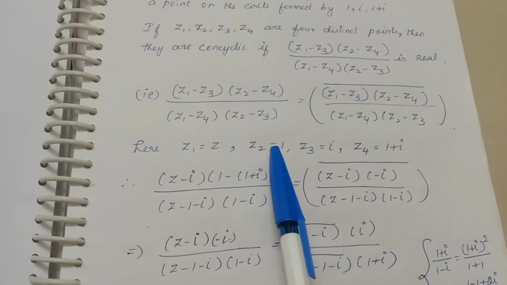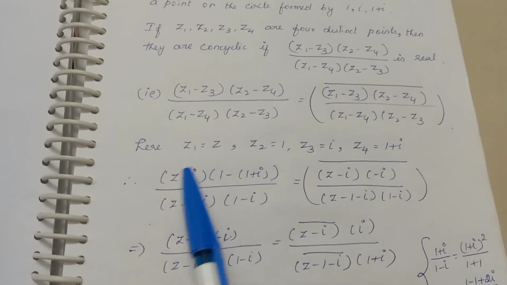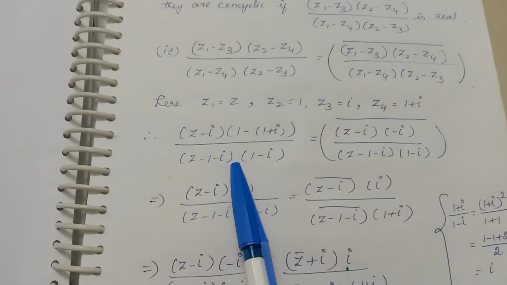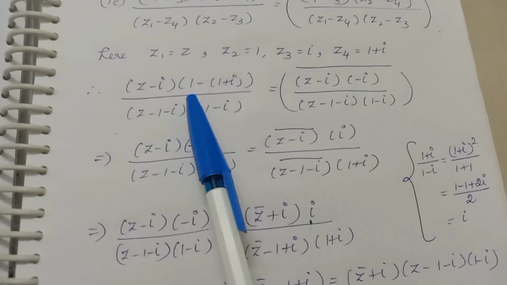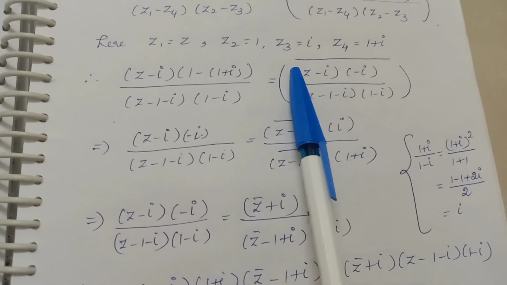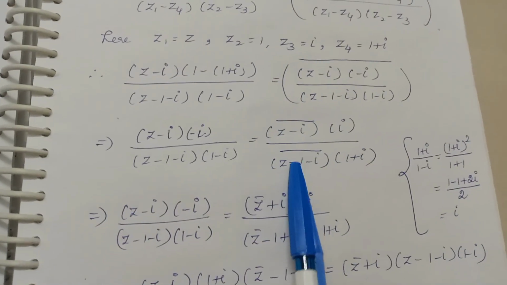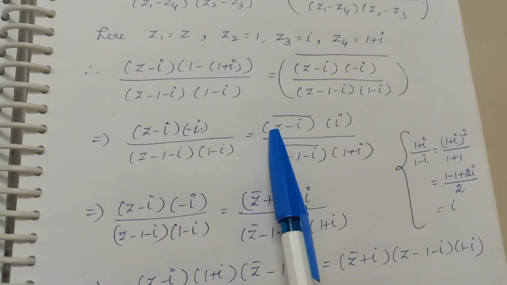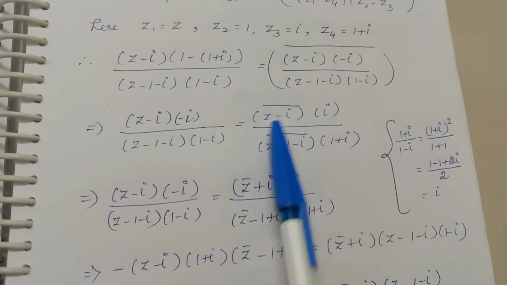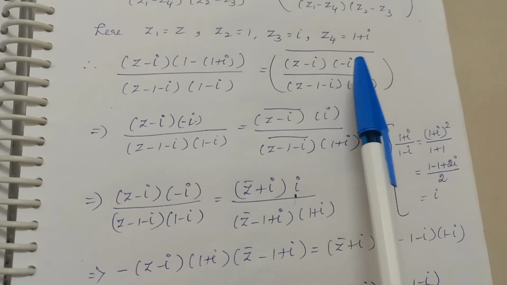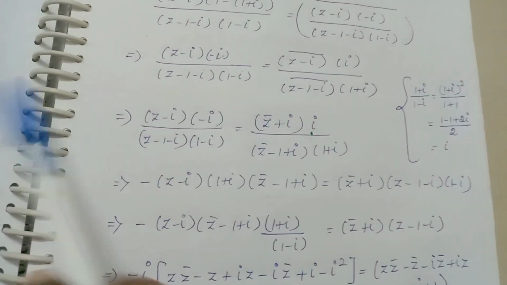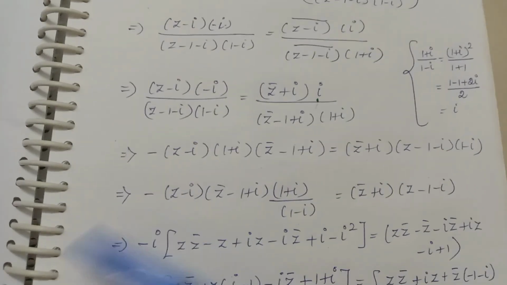So write the cross ratio: z minus i into 1 minus 1 plus i divided by z minus 1 plus i into 1 minus i in the left hand side. For the right hand side, you have to write the same thing, conjugate. The whole conjugate can be split up into individual terms in the next step, and then you can apply the conjugate individually. So z bar minus i, conjugate of minus i will be plus i. Like that I have written. Then you cross multiply the terms and then you simplify.